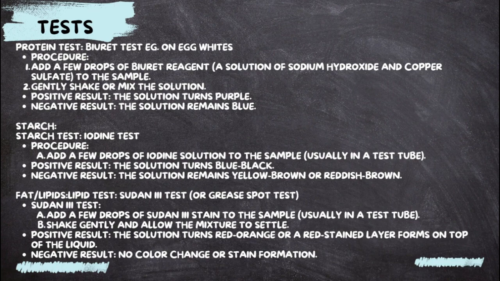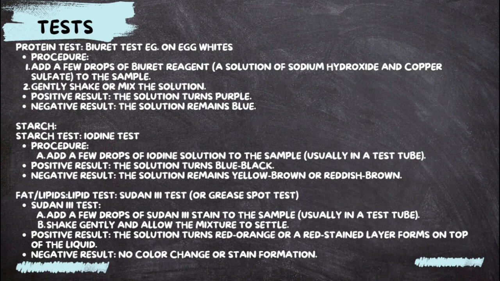Biuret test, and for example, if we did this on egg whites. The procedure, just to jog your memory, is that we just add a few drops of this Biuret reagent. So we get the egg whites, put a few drops on it, and mix it up or shake it up. And basically how we would know if there's protein present is if it turns purple.